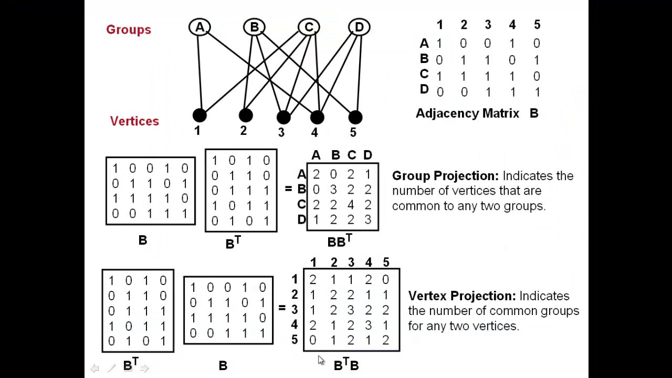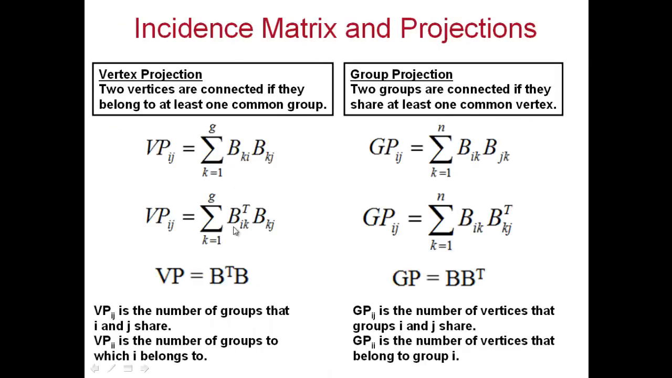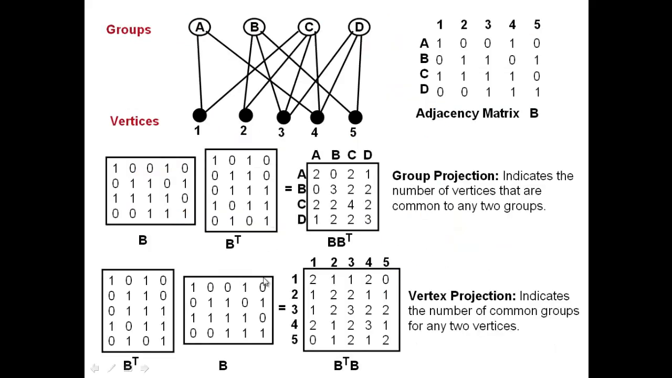So what do the entries in this matrix indicate? For any two vertices, it's going to capture the number of common groups they are affiliated with. In the product, the term will be a 1 if both i and j are affiliated with the group k. We add up all such groups, and that will be the number of common groups to which both i and j are affiliated. So let us do that.